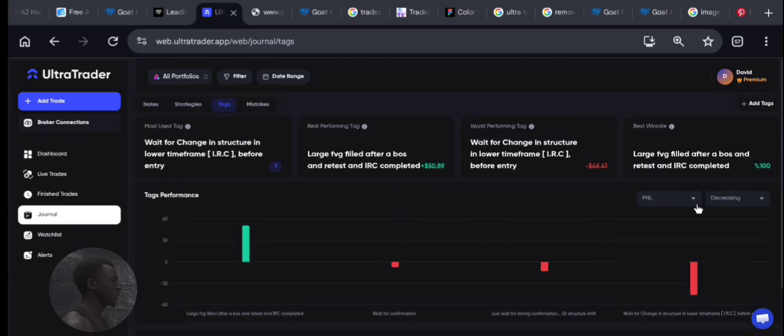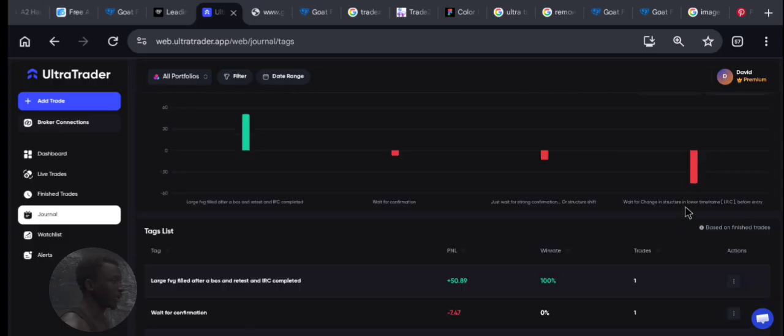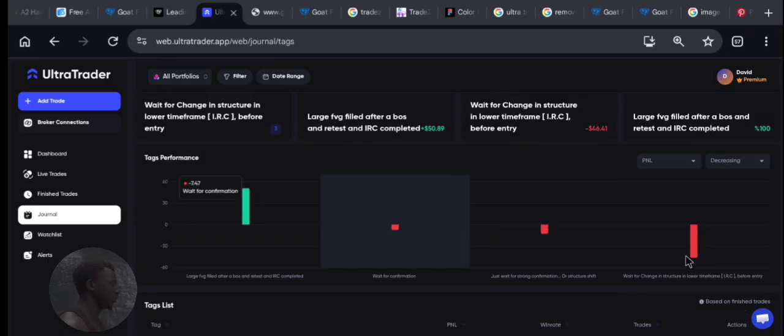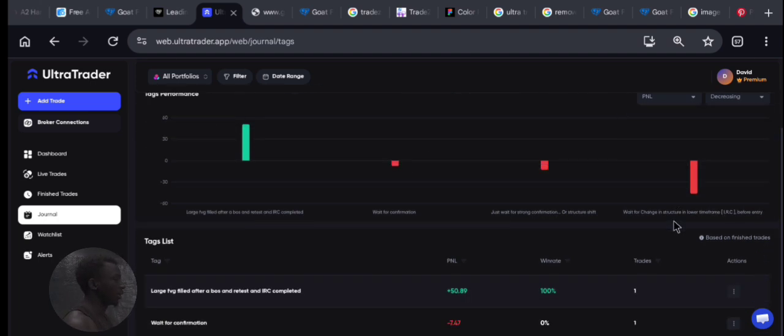So now, since I know what cost me the most losses was that I didn't wait for change in structure in the lower time frame, I will start waiting for change in structure in the lower time frame to take good trades. If not, I'll be going against these whole stats here, which show me that the most losses came from when I did not follow change in structure in the lower time frame.